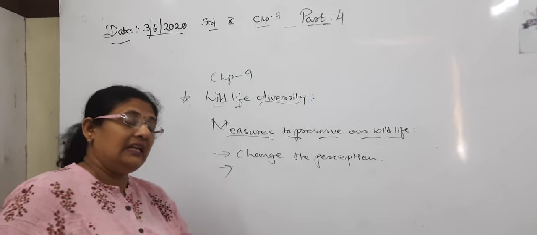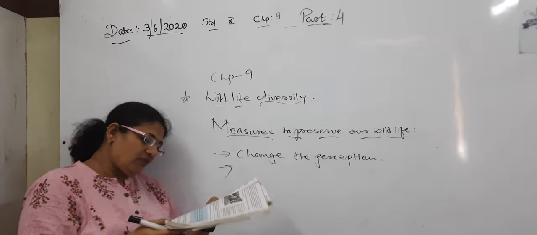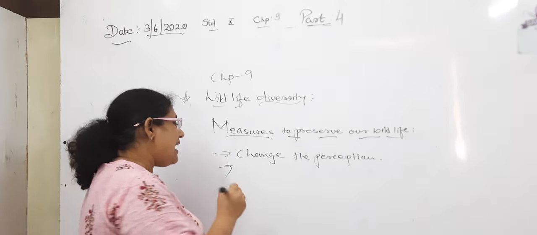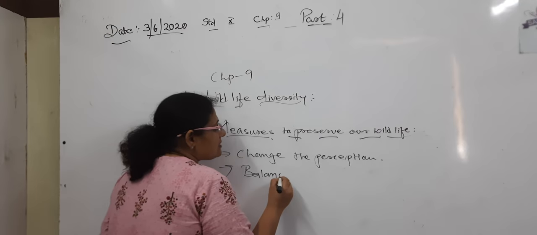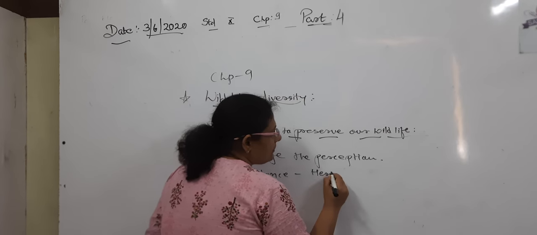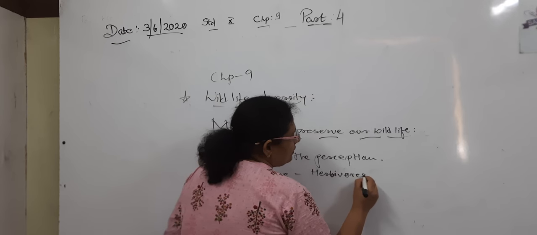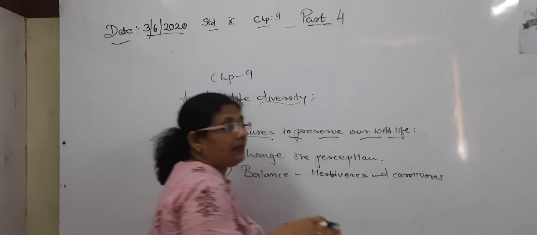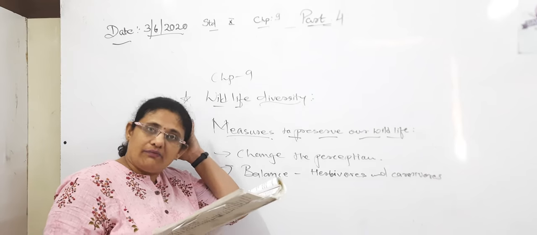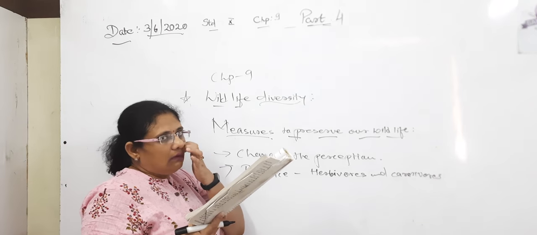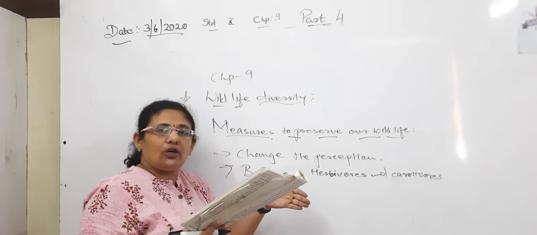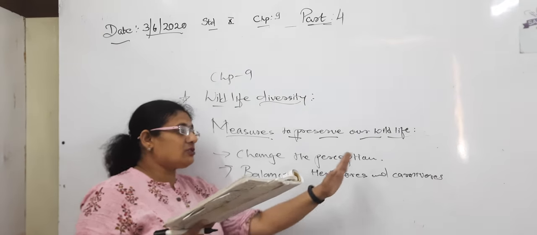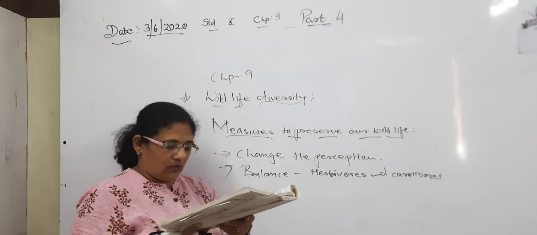Right? Now the second is to maintain the balance of numbers between the herbivores and carnivores in the forest. I said that if the balance is not there between herbivores and carnivores, then it creates an imbalance in the ecological system. Why? Because herbivores are dependent on the trees or the plants, right? And carnivores are dependent on the herbivores. So balance should be there between herbivores and carnivores.